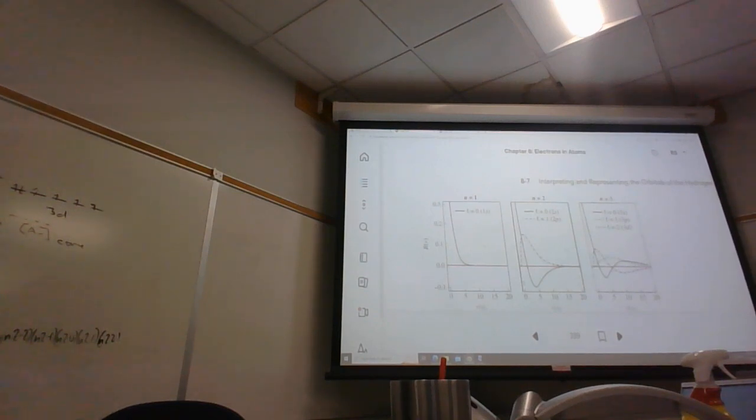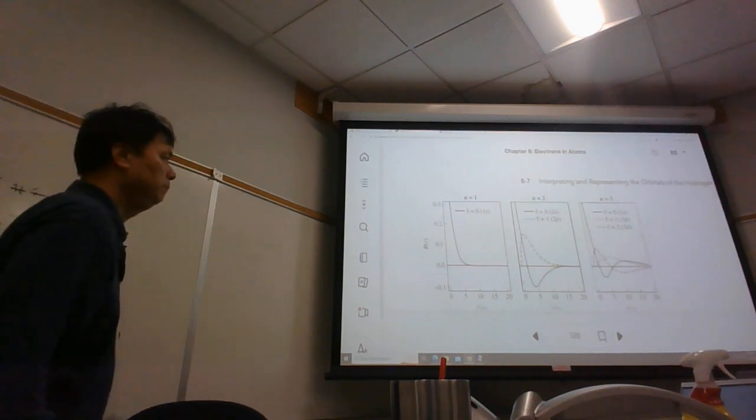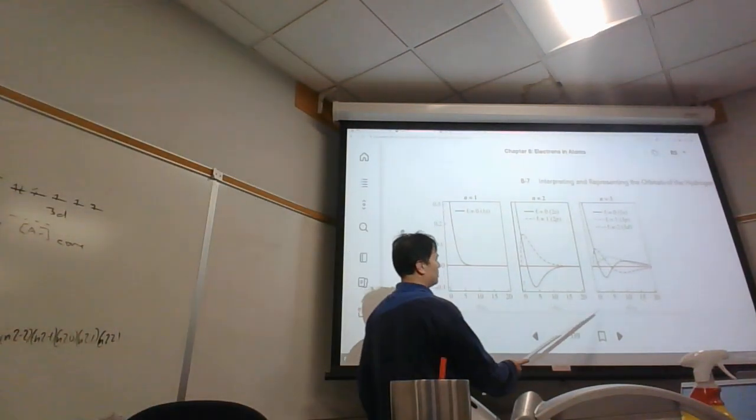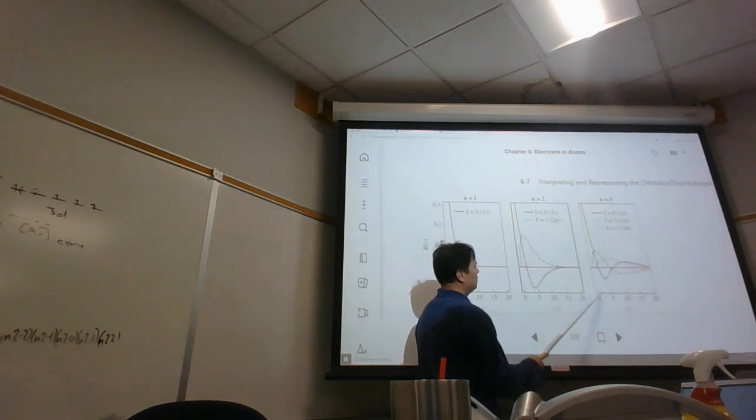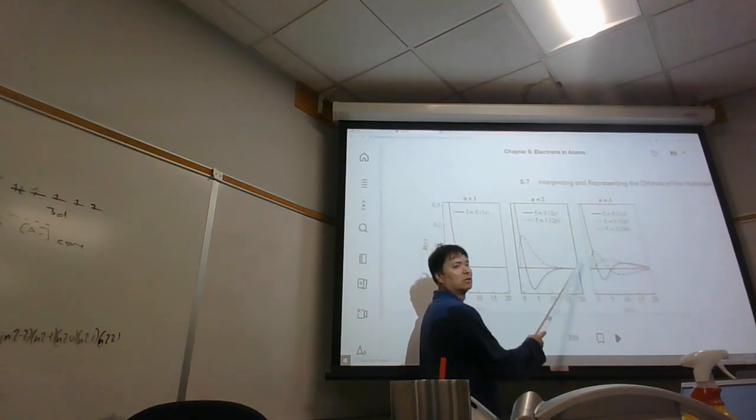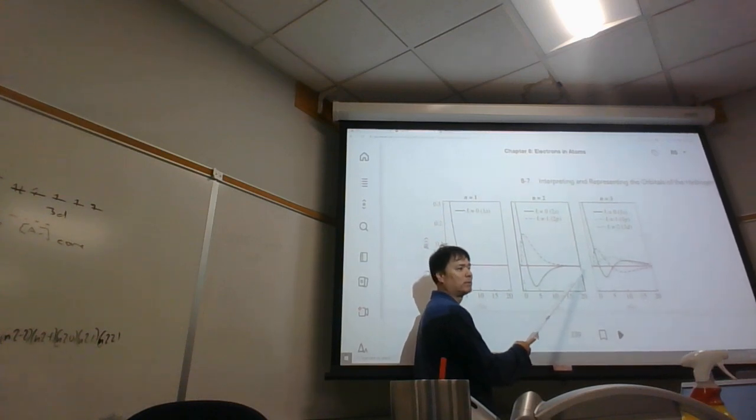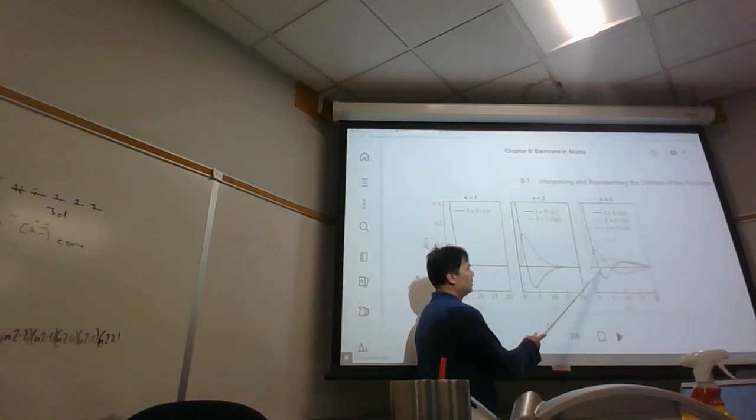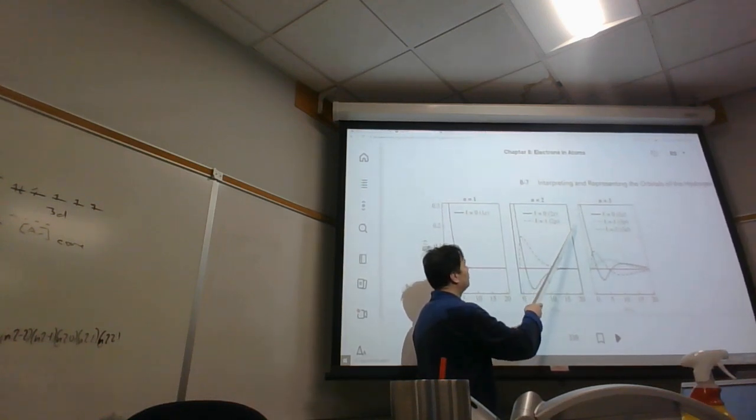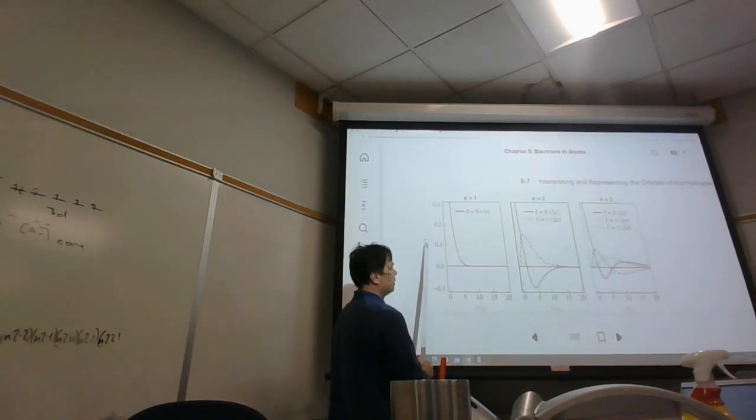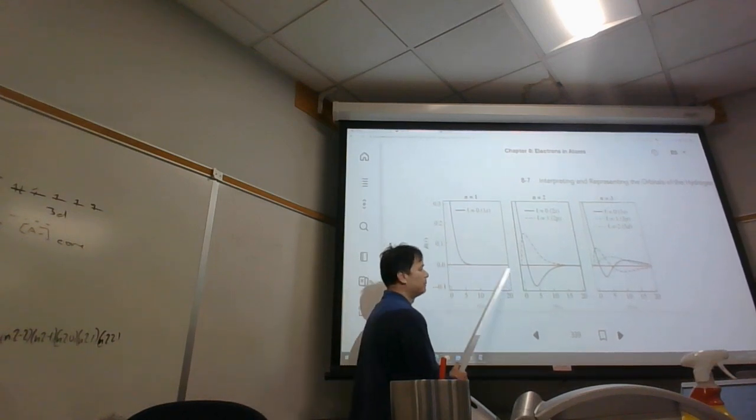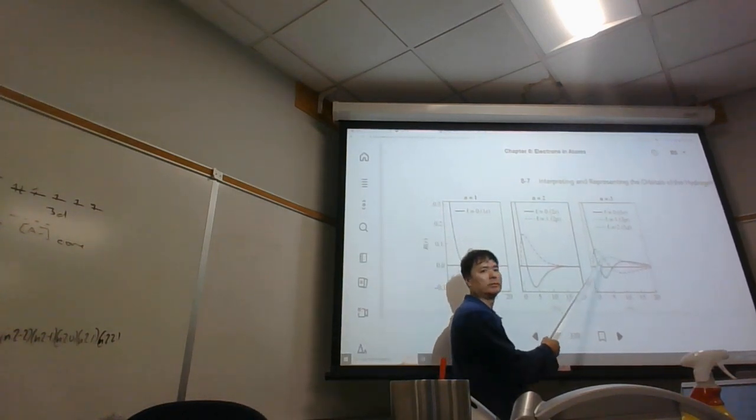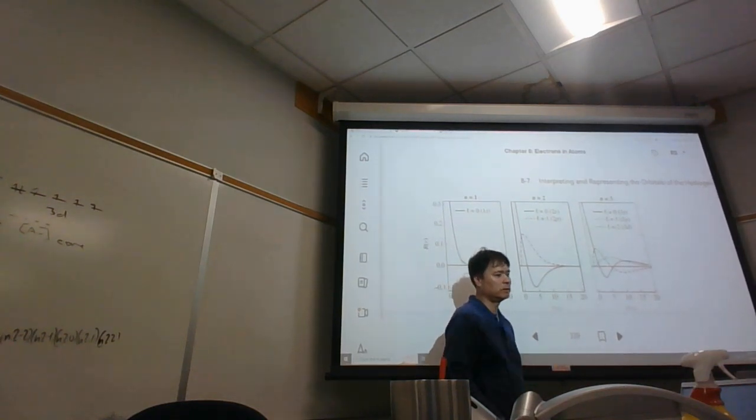So for these graphs, what's the x-axis and what's the y-axis? The x-axis is the distance from the nucleus, and the y-axis is the amplitude. That is how big the wave is at that particular point. When it goes through zero, there's zero amplitude. Now this is psi, the wave function. This is actually the radial part of the wave function psi, but essentially this is psi. If we were to square this, then we get the probability. We can't have negative probability, so that's why we have to square it.